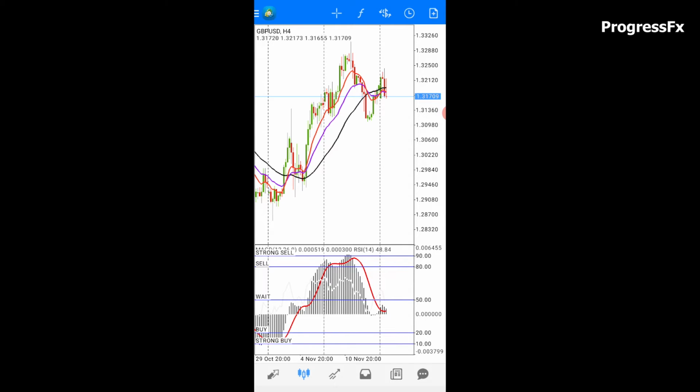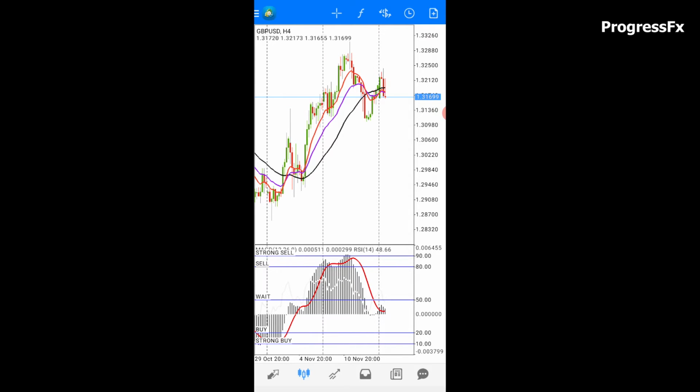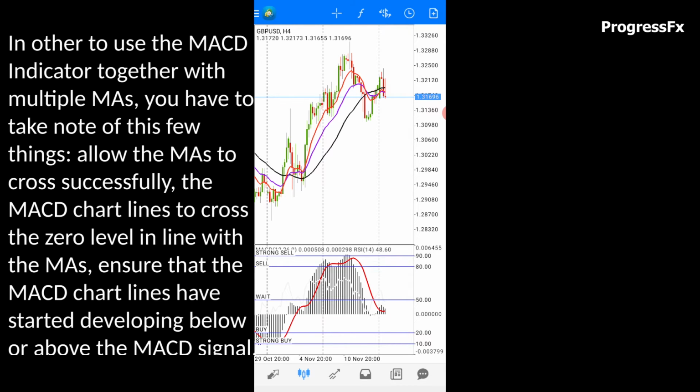So in this video, I'm going to teach you how to use multiple moving averages and MACD indicator. Most people usually don't know that MACD indicator is one of the major indicators in the market. But in this video, I will review a lot of secrets of MACD. But before then, let's delete this chart and add it again so that you'll be able to apply it easily in your own chart.